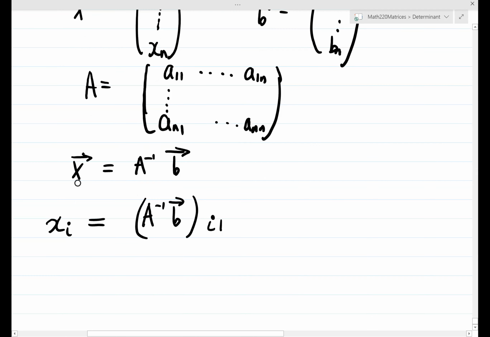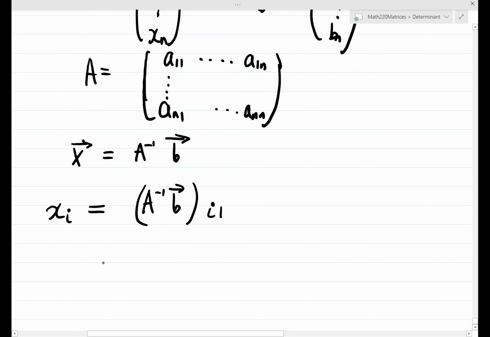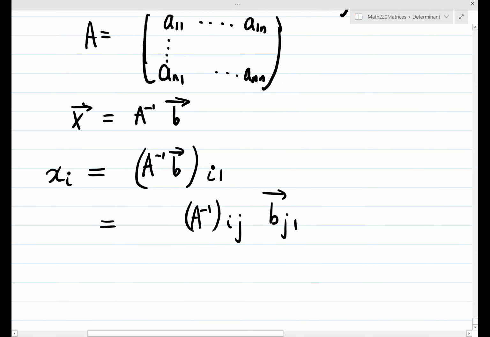So this will be the sum over j of A inverse ij times Bj1. Bj1 is just Bj, because B is a column vector, with only the first column, so it's just Bj.